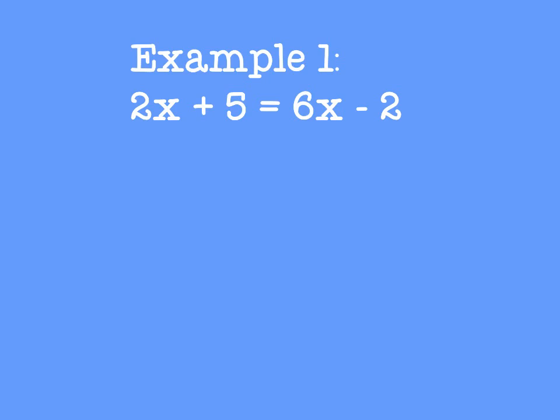Example 1, 2x plus 5 equals 6x minus 2. Now you can immediately see, and some people like to draw a line through the equal sign so that you can see both sides of it, that I have an x term on this side and an x term on this side. So before I can start to solve for x, I have to only have one of them.